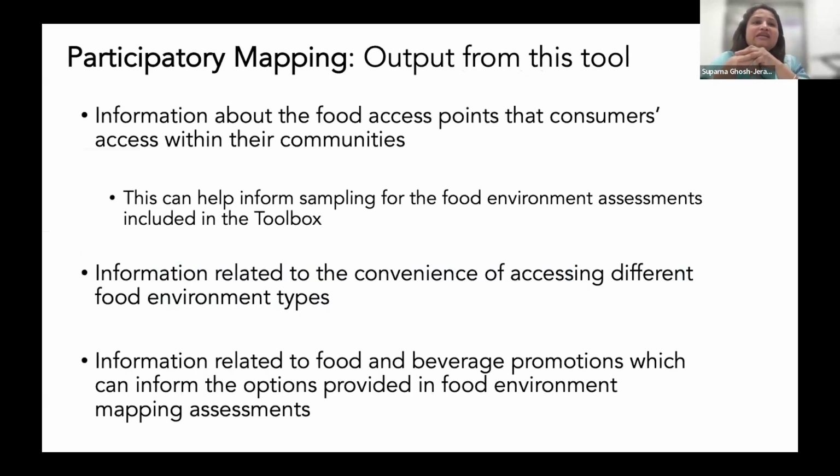So what is the output of the tool? It gives information about the food access points, as I've already mentioned. This can help inform sampling of the food environment. So from the community mapping, you will come to know from this particular map that yes, within the community, there are access points. There is a market which is 5 kilometers from the community where people are getting their day-to-day food items. It also gives information related to the convenience of accessing the food environment points, and information related to the food and beverage promotion that exists within that particular community. So we will have a breakout session on participatory mapping, and those who are interested in this can join that breakout session and have some hands-on activities there.